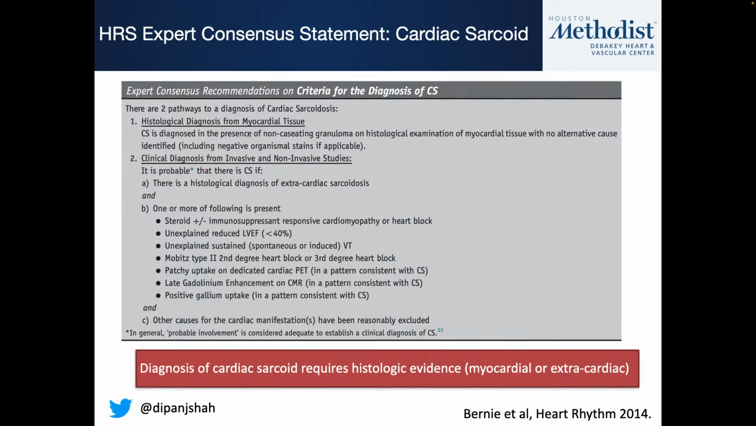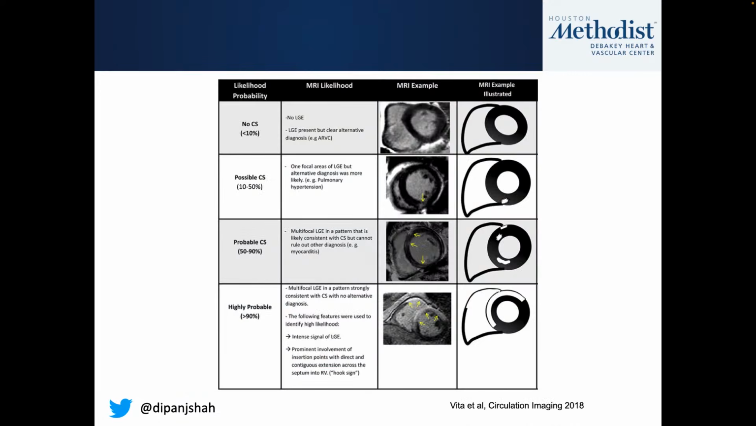And from an imaging standpoint, the one that I'll point out is a pattern of LGE that's consistent with cardiac sarcoidosis. And Dr. Al-Mallah, I think, will touch on some of the cardiac PET patterns as well that can be seen. And so one of the key things, again, is that the current Heart Rhythm consensus statement really requires some form of histologic diagnosis, either myocardial or extramyocardial, and then you want to couple that with other features that raise the concern for underlying cardiac sarcoidosis.